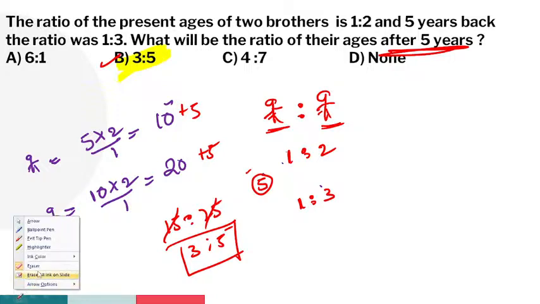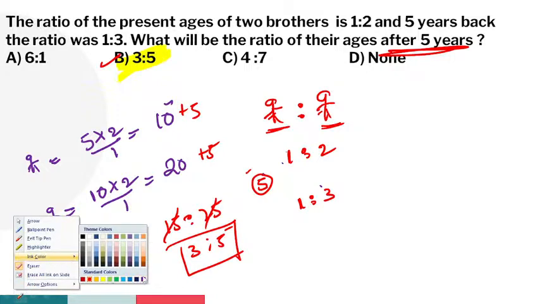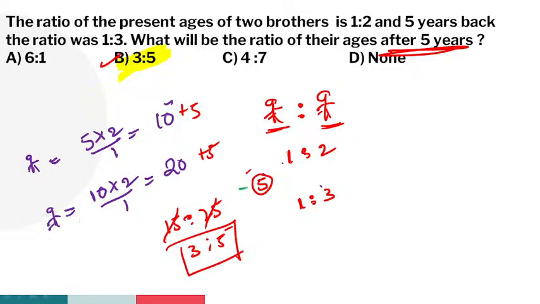So the present age of two brothers is 1 is to 2. Five years ago, the ratio is how much? 1 is to 3. The first step is cross multiplication, guys. 1 into 3, 3. 1 into 2, 2. Difference is how much? 1. That is the first step: cross multiplication, check the difference.